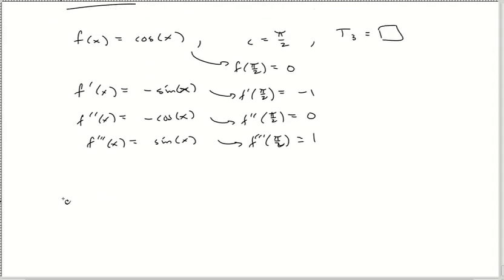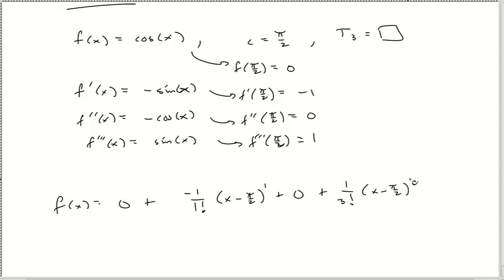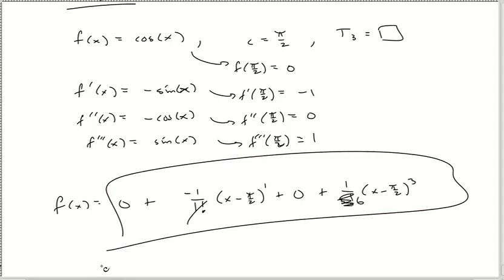f of x is equal to 0, right there, plus a negative 1 divided by 1 factorial, x minus pi over 2 to the 1 power. Then 0 again, I don't have to write the rest of it. And then a positive 1 over 3 factorial, x minus pi over 2 to the 3. That is the entire answer here. You need to simplify. You make this 3 factorial into a 6, and then that's it. You're done. Type that in. That's it. There you go. So, yay!